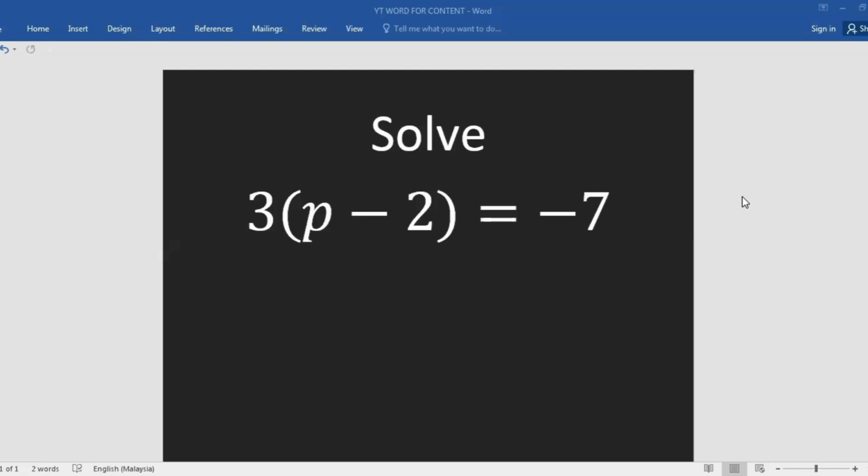To solve this question, 3p minus 2 equals minus 7, in this topic of linear equation. How to get p? As I mentioned in the previous video, the mission of the linear equation is to determine the value of the letter, the value of the variable or the unknown, the p. So how to get rid of other things than p, to get p? Right.